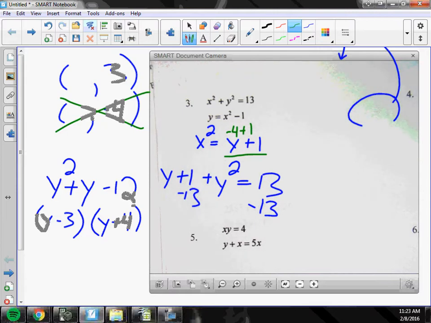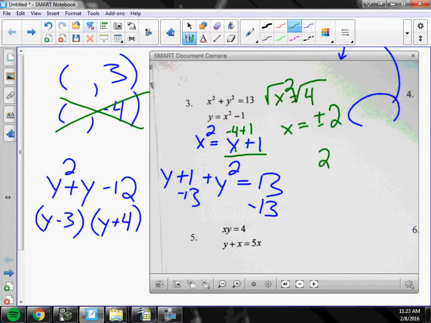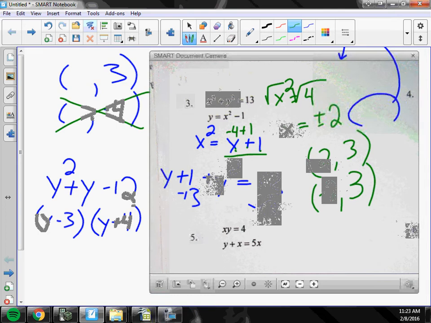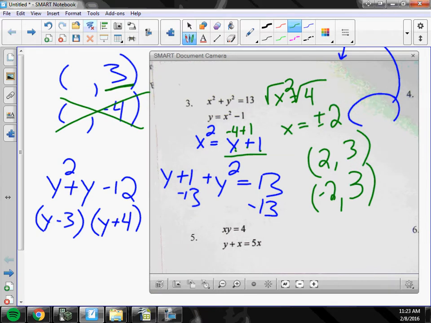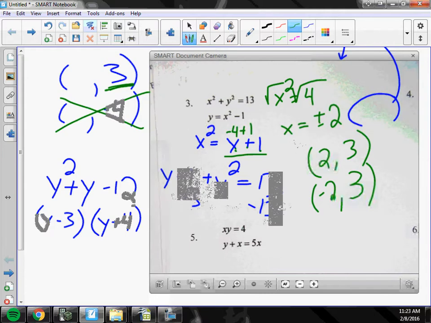If I put in 3, 3 plus 1 is 4. When does x squared equal 4? Square root, x equals plus or minus 2. So there are actually two answers here: 2 comma 3 and negative 2 comma 3. I put in y equals 3, and when I plugged in y equals 3, I got x equals plus or minus 2. So that y is attached to two different x's.